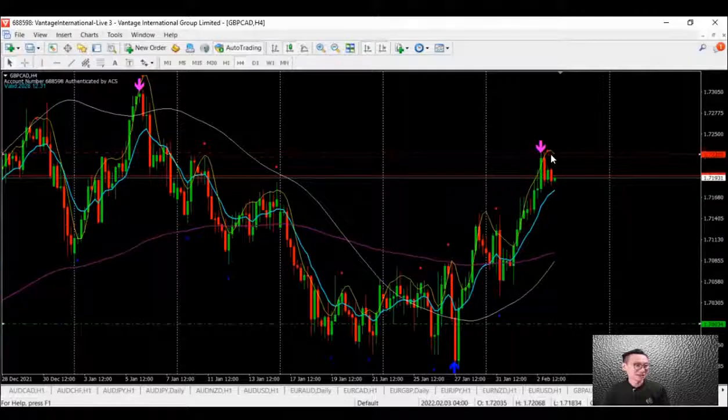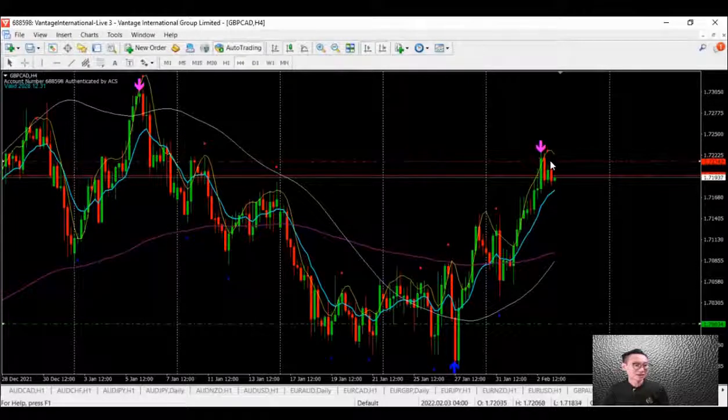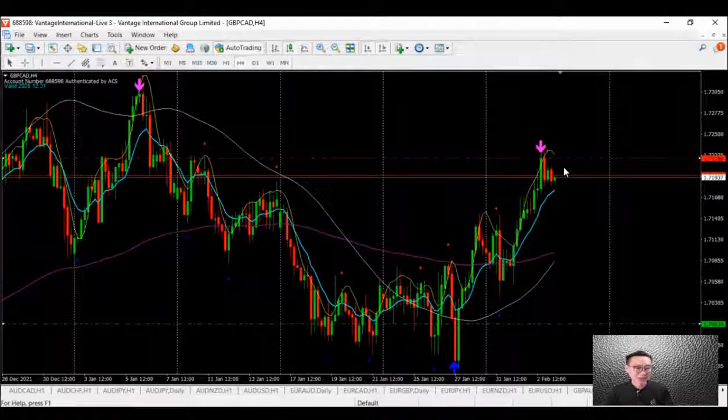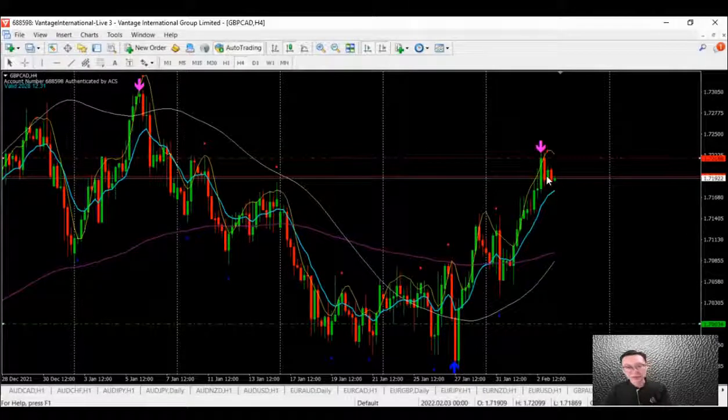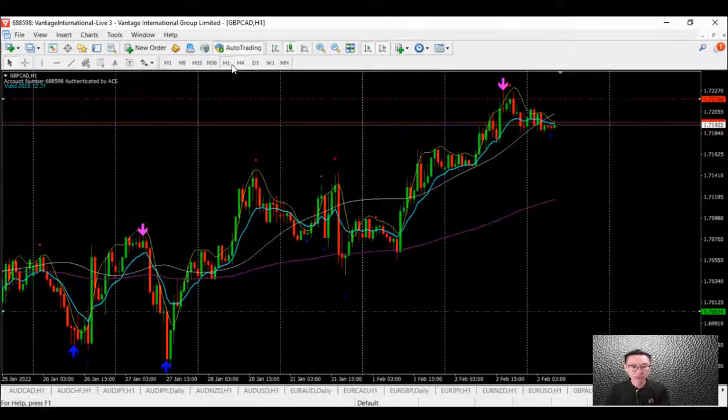Let's see. Very likely there may be a resistance over here. It started to retrace downward, but it stopped. So tentatively, it is still going on the bull side. By looking at all this, it is still a sign of strength for buying. So no for selling, tentatively. Pound CAD is still on the verge of buying.